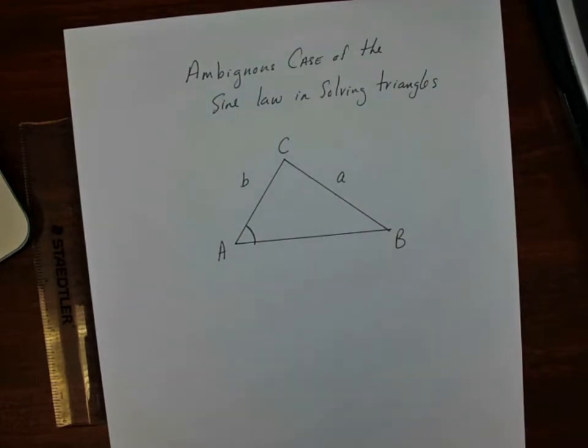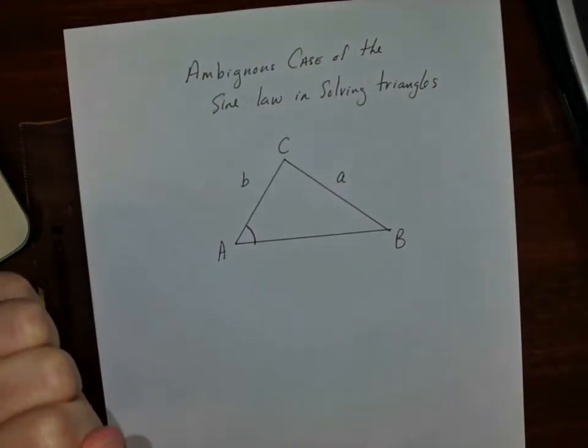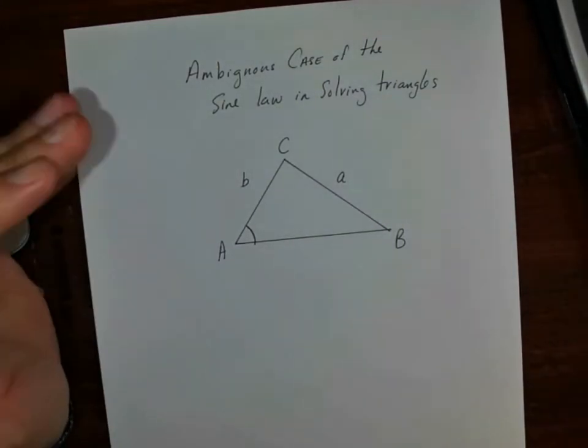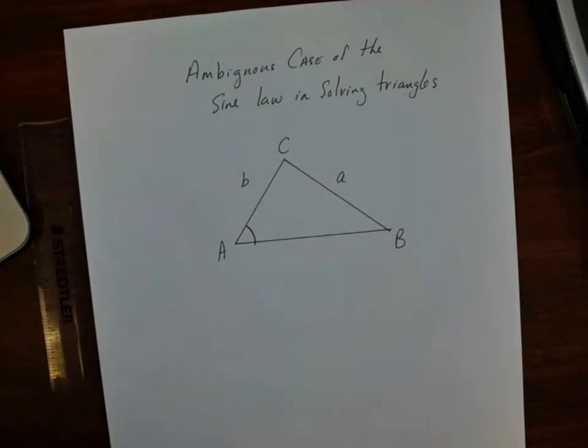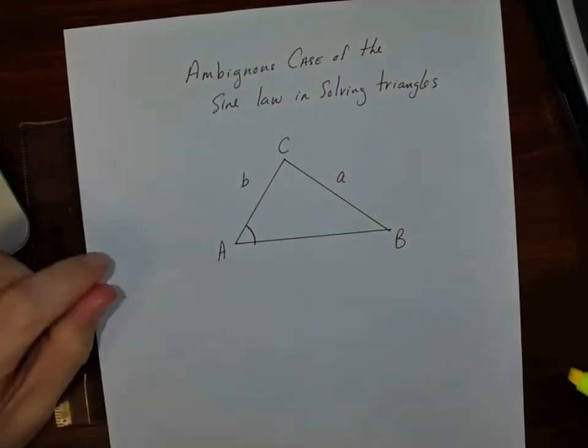Sometimes they'll give us information about a triangle, and in fact, the information will not create a triangle, or, as in the case of the ambiguous case of the sine law, there's a possibility that it could create more than one triangle. And it's called ambiguous because we're not really sure which triangle they're talking about. So let's start off by talking about when this problem will occur.